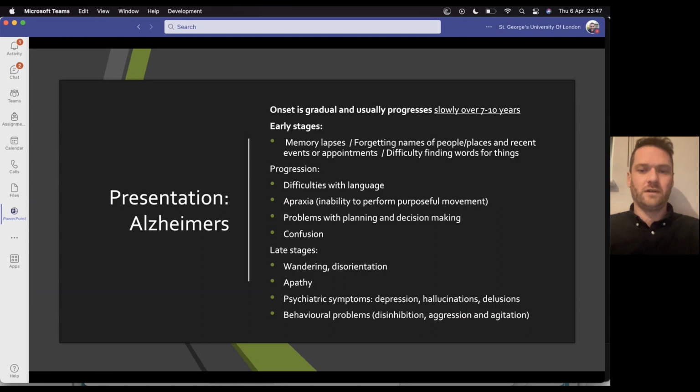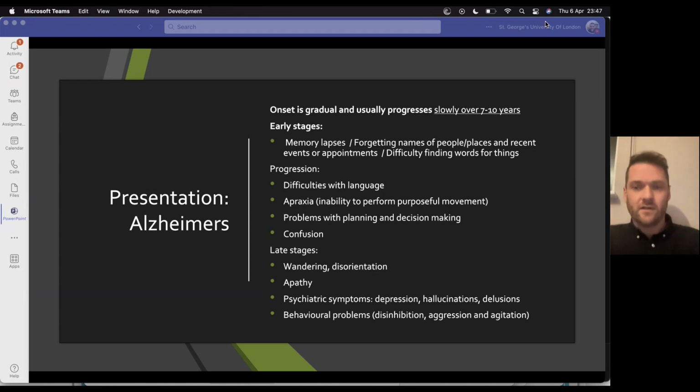Now let's go looking onto some presentation. You'll find with all of this that Alzheimer's is the one that has the most information each time. That's the one they really want you to be super hot on, and that's the one I believe your case is on this week. One of the biggest things to note about Alzheimer's, and this will become important when we talk about delirium later, is it's a gradual onset. It usually progresses slowly over 7 to 10 years. I don't know if anyone out there has known someone with Alzheimer's in their life. It really is a very, very slow process.